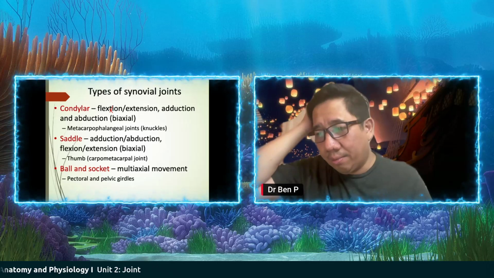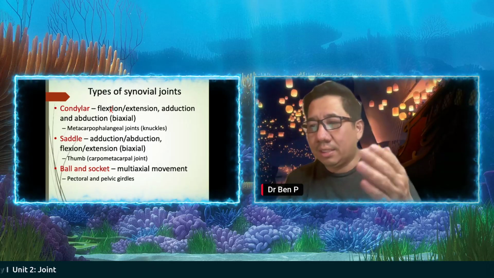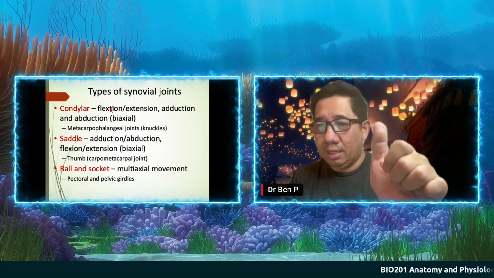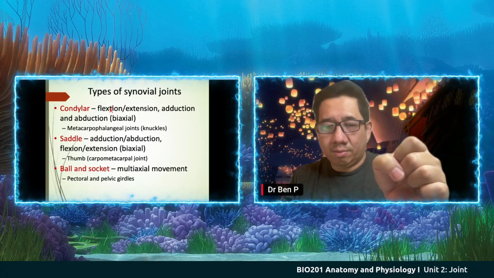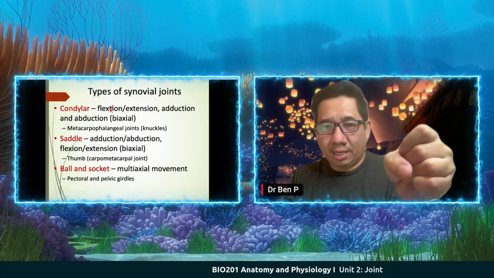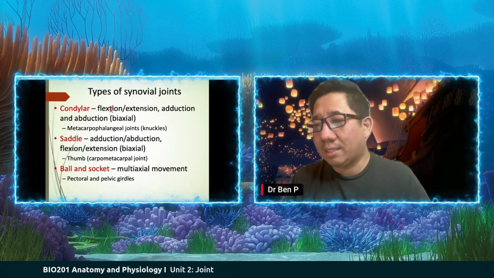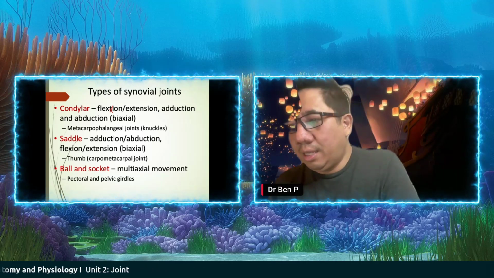It's the only one in your body that is biaxial. What does it do? It helps move your thumb in and out like this, and flexion and extension. So you can move it all the way down like that, and then you could extend it back. So you actually have two axes. You're biaxial.